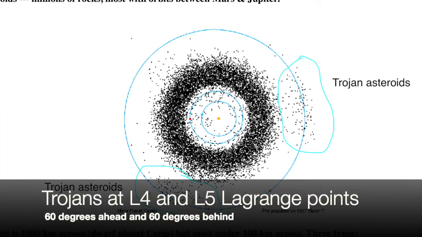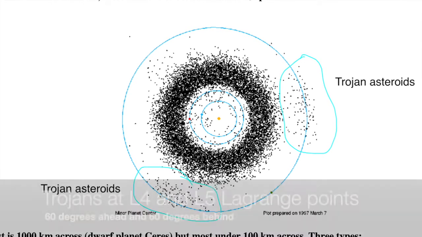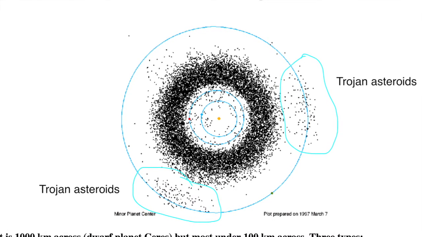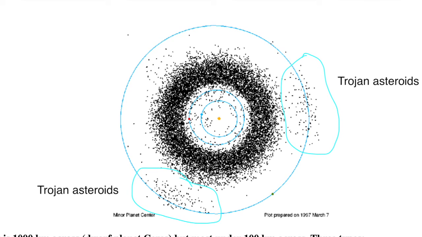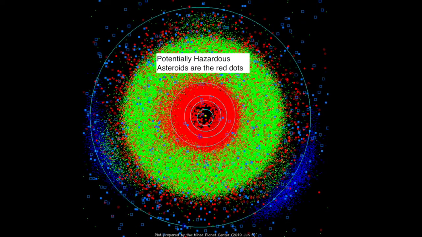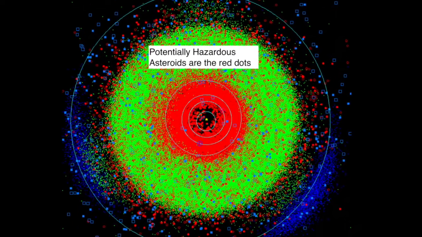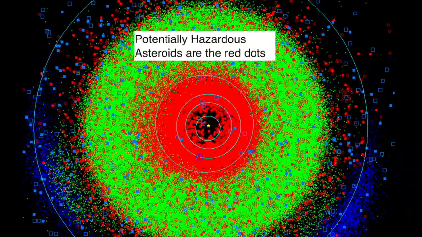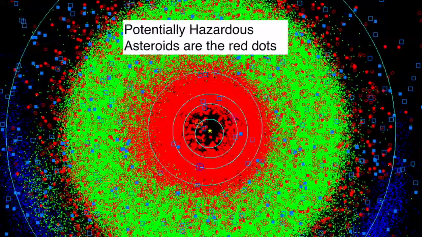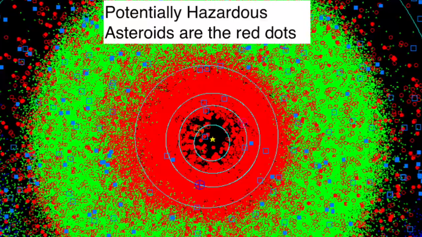The Trojan asteroids orbit in the gravitational balance points called Lagrange points that are 60 degrees ahead and 60 degrees behind Jupiter. But most of the asteroids have orbits in the asteroid belt between Mars and Jupiter. Those asteroids that have orbits crossing Earth's orbit are the potentially hazardous asteroids because they could hit Earth in the far future. As far as we know right now, there are no asteroids larger than 140 meters across that will hit Earth within the next 100 years.